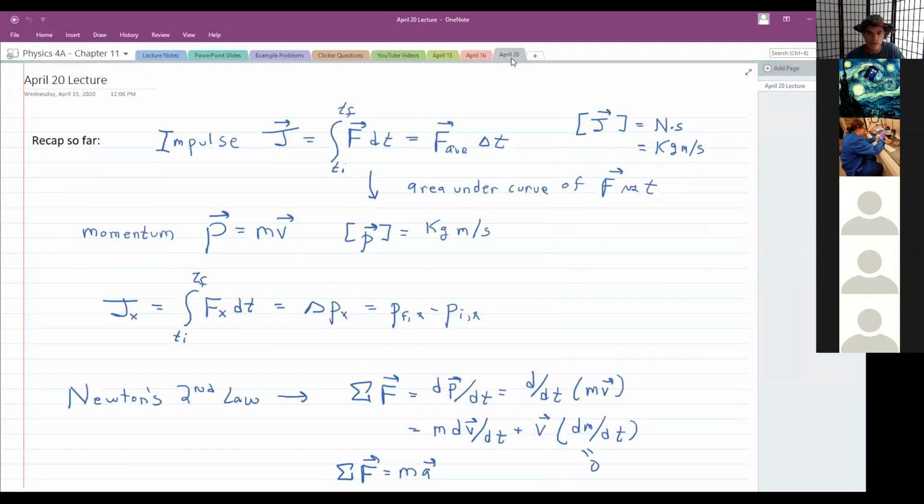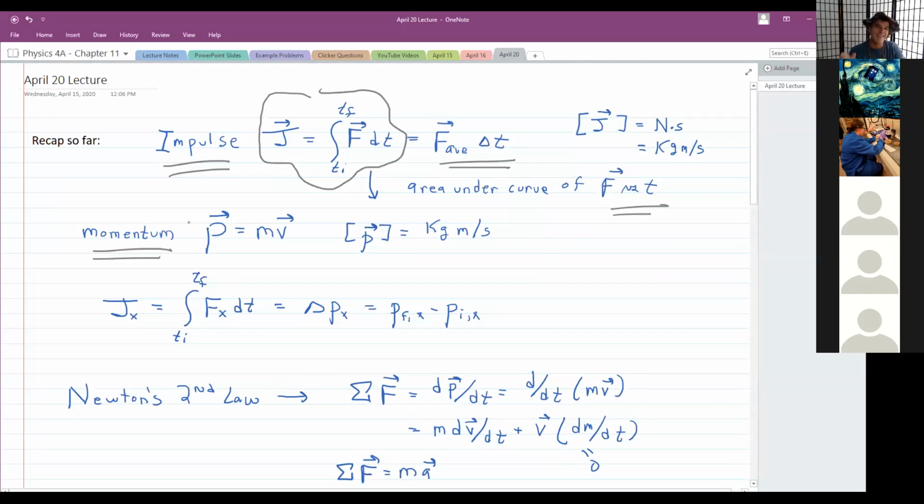So in terms of a little recap. Impulse, we give it the symbol J, and it's defined as the integral of the force with respect to time. So impulse is the area under the curve of force versus time. Another way of writing it is it's the average force times the time over which that average force is acting. The units of impulse are the Newton seconds, which is the same thing as a kilogram meter per second.